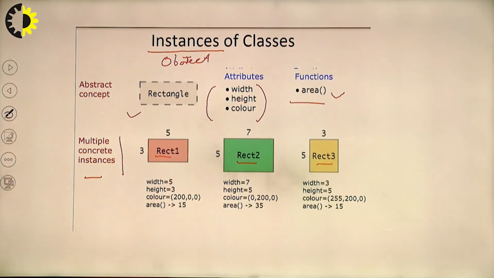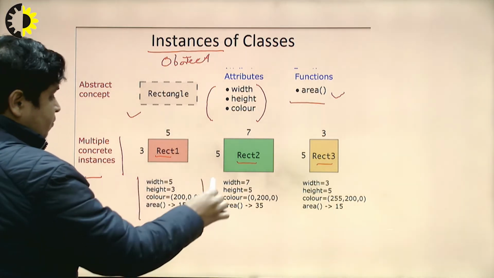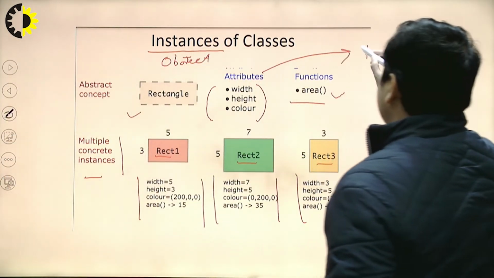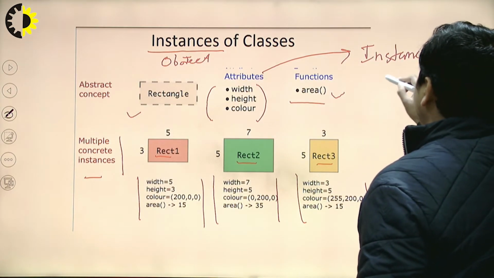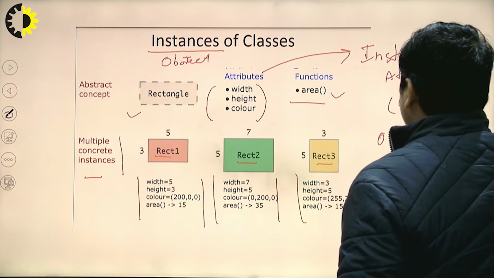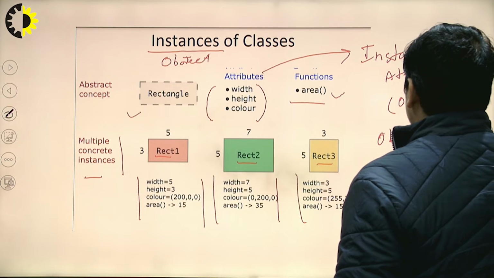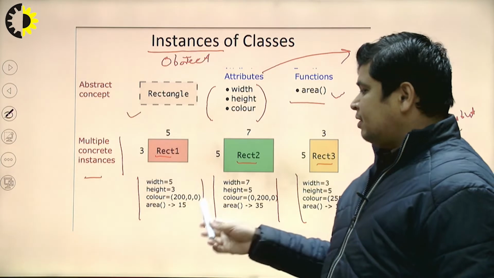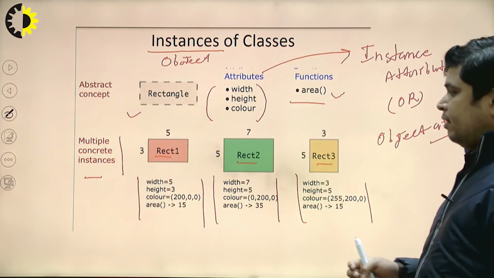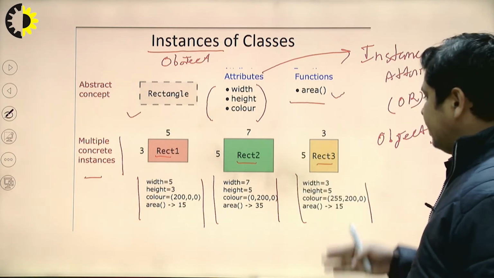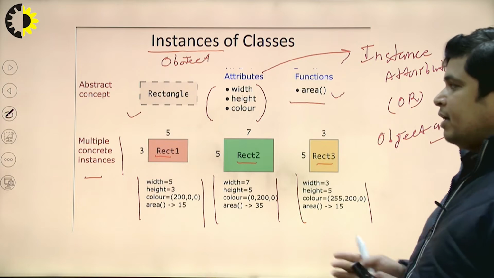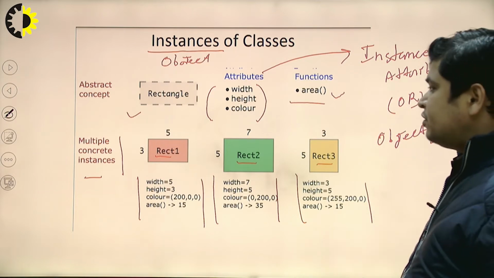But you will see here the copy of the attributes for every object will be created separately, because these attributes are treated as instance attributes or object attributes. For object 1, the values of attributes are 5, 3 and color is in the RGB format. For object 2, rect2, values will be different, and for object 3 values will be different. So this is the basic concept of how we can correlate the classes, the attributes, the functions and the objects.